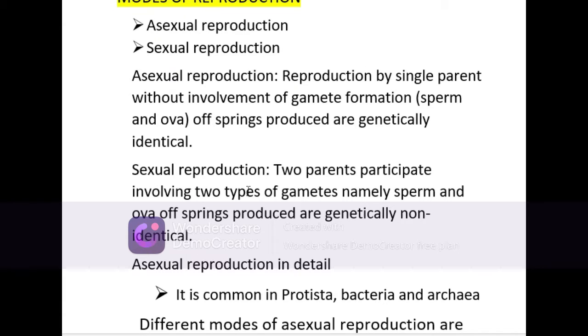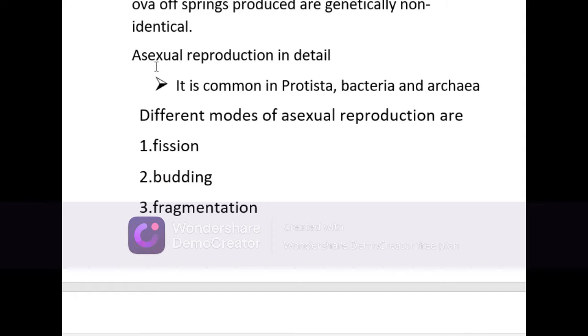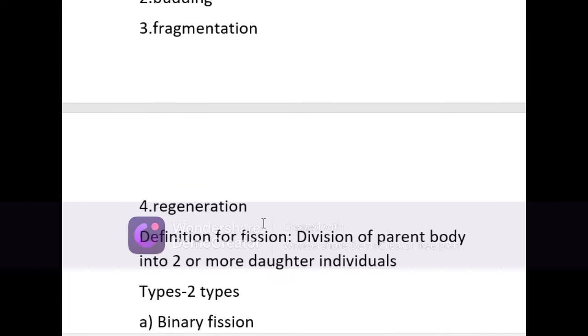What is sexual reproduction? Two parents participate, involving two types of gametes, the sperm and the ova. Offsprings produced are genetically non-identical. Asexual reproduction is common in Protista, bacteria and archaea. Different modes of asexual reproduction are there. They are fission, budding, fragmentation and regeneration.